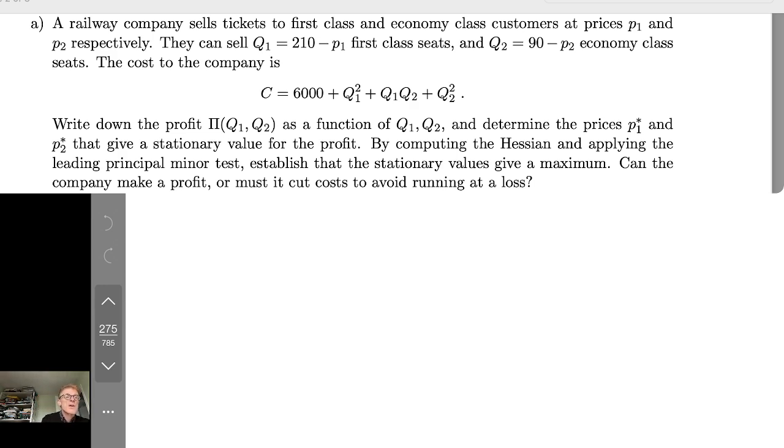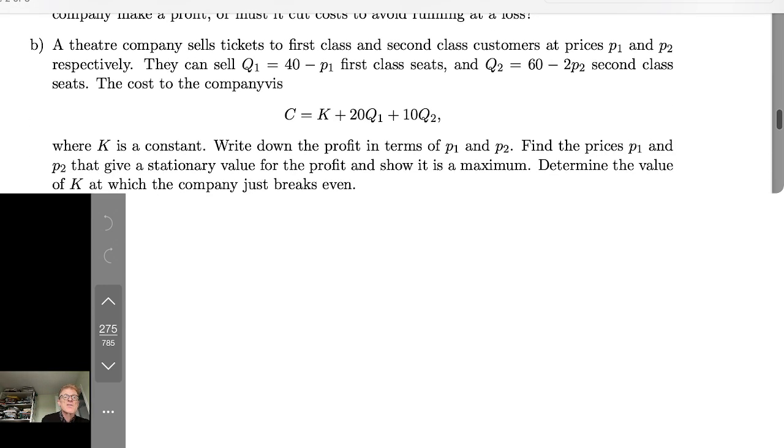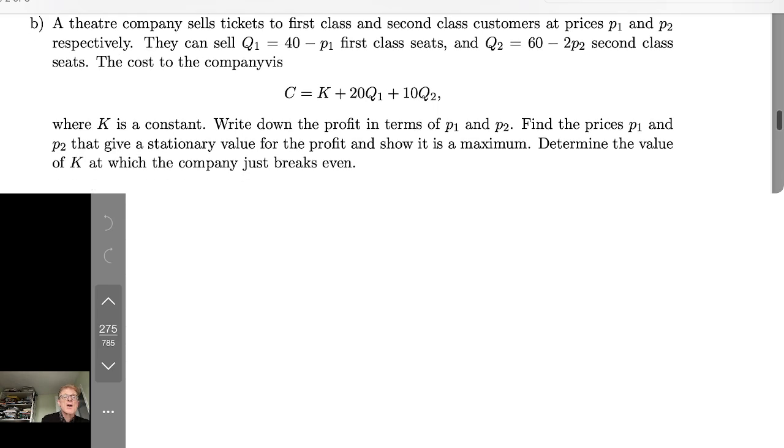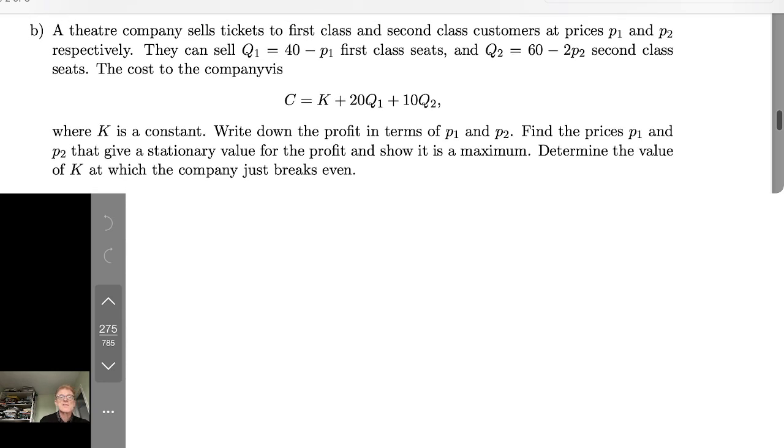B3B is done in a similar way. It's a theater company now. It's actually a similar question. B3B, now the request is to express everything in terms of P1, P2.